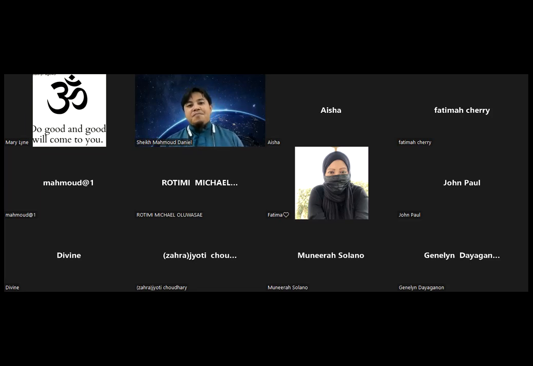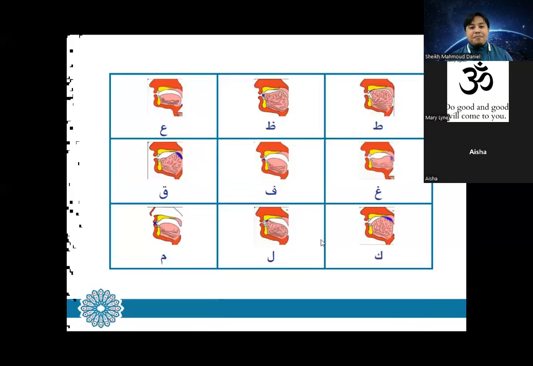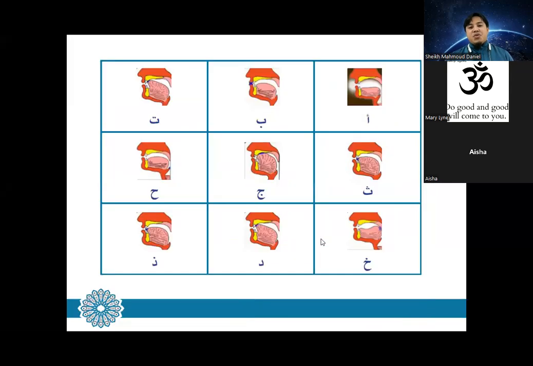أهلا وسهلا بكم. And again, welcome to our Arabic class. And I'm going to show to you the lessons that we studied last Saturday. So we introduced to you the Arabic alphabet. And I believe that you have your own copy of this book. I don't know if you have the hard copy, but I believe you have the soft copy of it. So you have in front of you the Arabic alphabet that has the drawing.